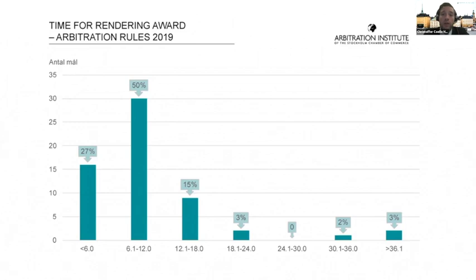And this minority of cases is represented by larger and more complex cases, be it commercial cases or investment cases. And regarding investment cases, the length of these cases tends to be between 3 to 5 years. So that explains why there are longer arbitral proceedings in such cases.